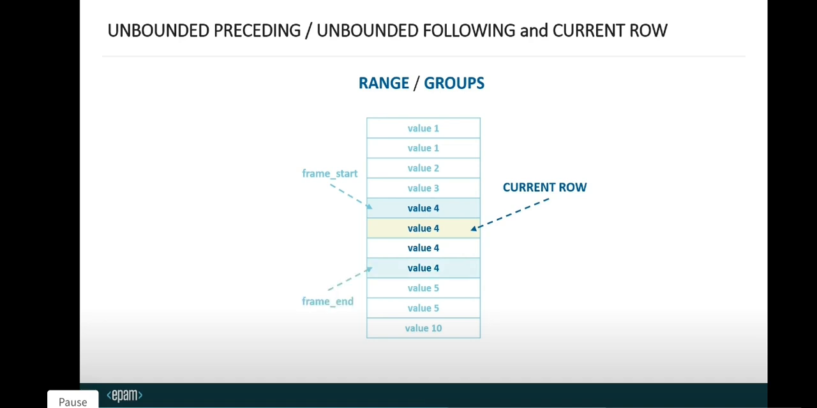The end of the frame, specified as current row, will be the last related row. In rows mode, the current row option always means directly the current row, even in the case where there are multiple rows with the same column value that the window is sorting by. By default, the frame is defined as unbounded preceding.